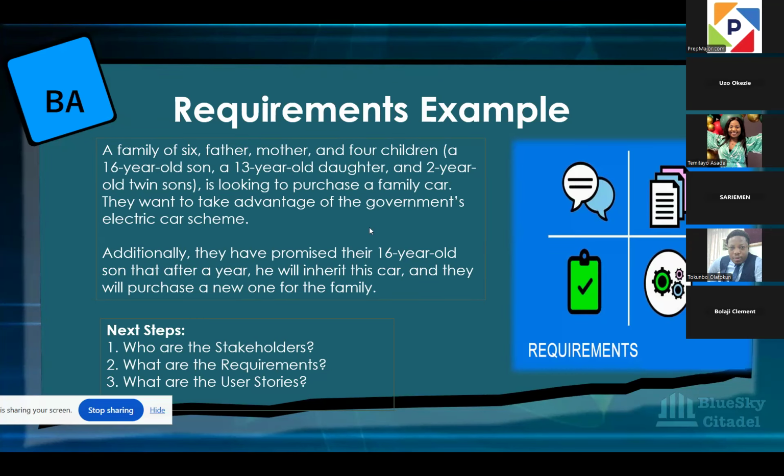Excuse me. The story is in two parts. The first part is that a family of 6 is looking to purchase a family car. The other aspect is that additionally, they have promised their 16-year-old son. So it's like the family is looking to purchase 2 electric cars, one for the family and the second for the 16-year-old son.